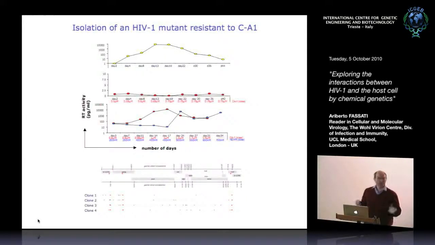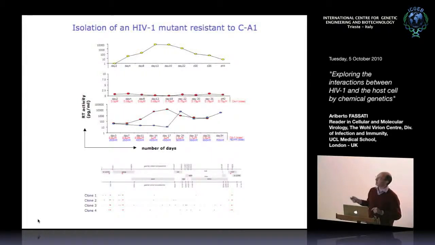The way you do that, you just put the compound and try to select viral mutants that will be resistant to the compound. And then perhaps they will teach us something. So that's what we did. And eventually, playing around with the input dose and little tricks, we got a virus that could escape coumarin up to 1.5 micromolar. And this is the virus. And this is nevirapine as a control.